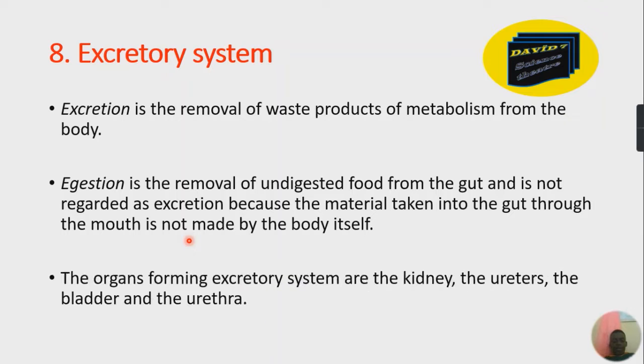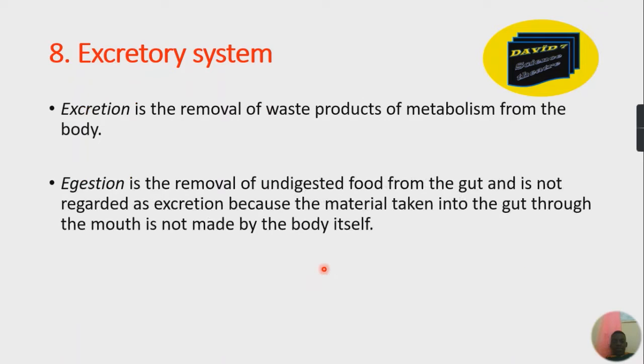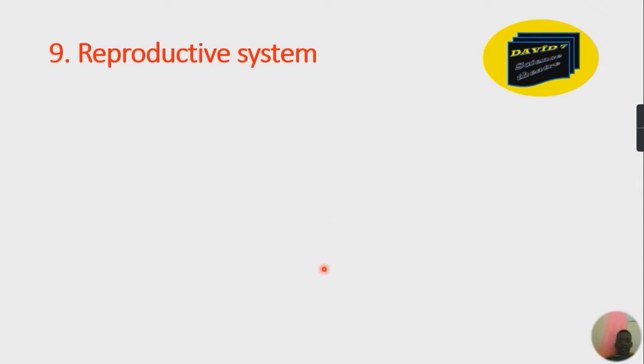The organs forming the excretory system, therefore, are the kidneys, ureters, the bladder, and the urethra. The skin is also included here, right? So that is it.